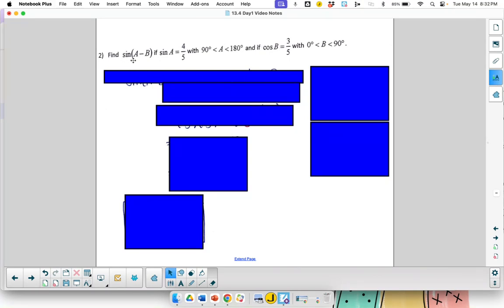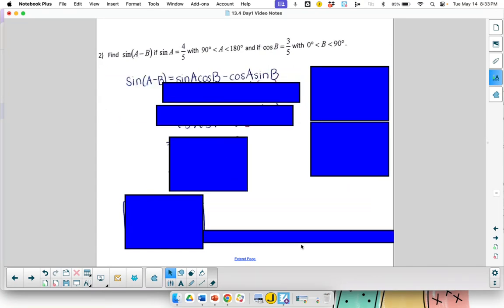So I want to find sine of A minus B. They're telling us angle A is somewhere in quadrant 2 between 90 and 180. And then they're telling us stuff about angle B, and they're telling us that B is between 0 and 90 in quadrant 1. So the thing that I'm trying to find, sine of A minus B, I go to the formula sheet and I just copy it down.